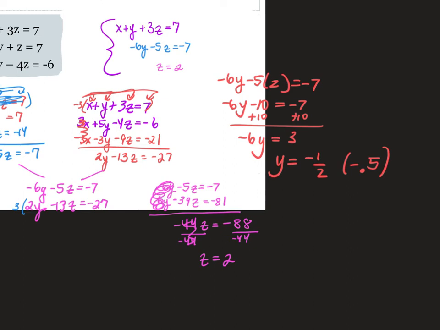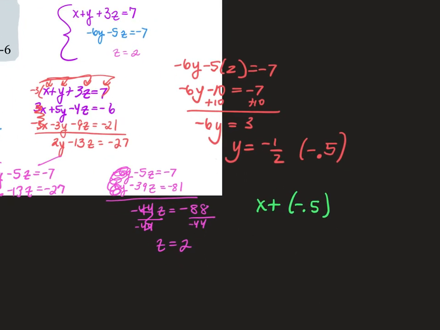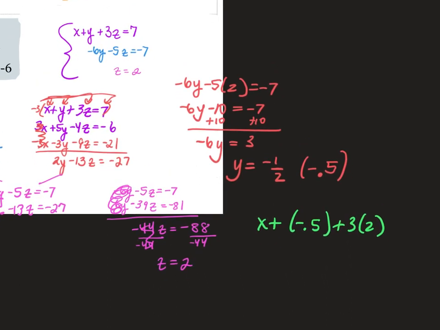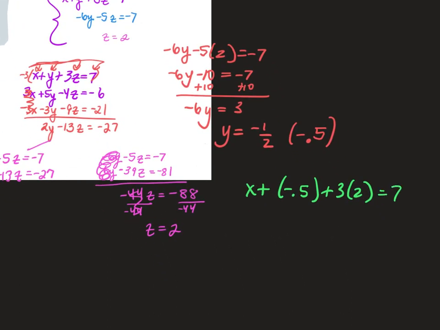Okay, no big deal. So now that we have our y and our z, we're going to find x now, right? So x plus, instead of y, I'm going to put negative 0.5 or negative 1/2, whatever you want, plus 3 times 2 equals 7. So x, what's negative 0.5 plus 6?